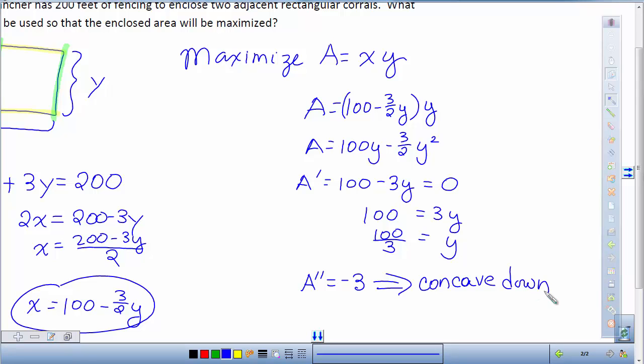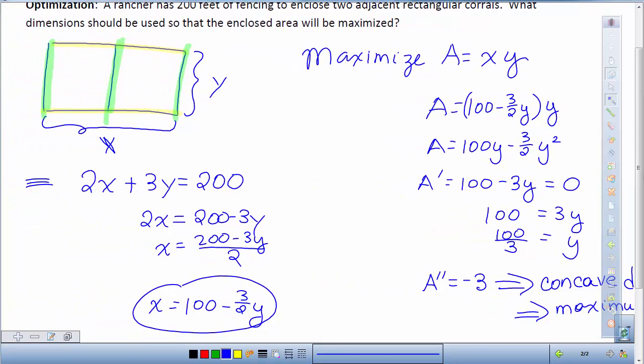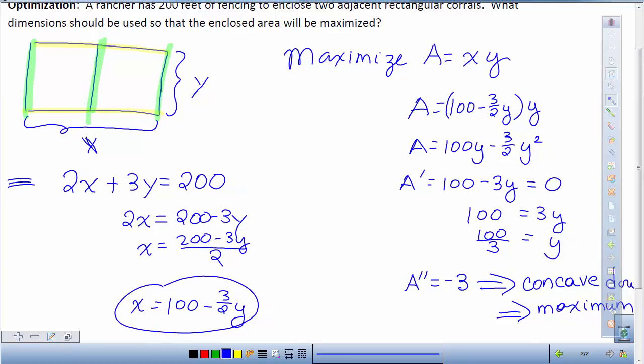It's concave down everywhere. Even at our particular critical value, it's concave down. And if it's concave down, that lets me know that it is a maximum at this particular point. So we want to make sure that we've answered the question, and the question is, what dimensions should be used so that the enclosed area will be maximized?